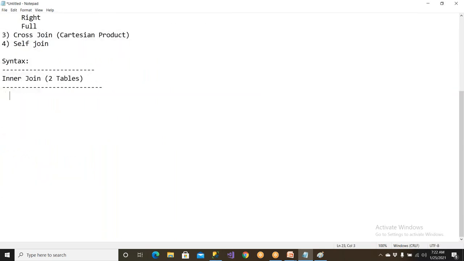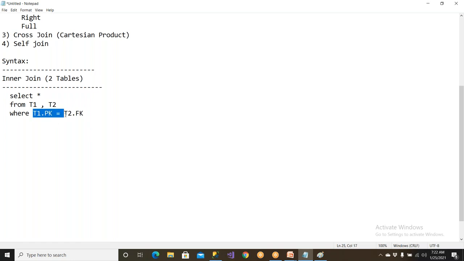So joining two tables: select star from table 1 comma table 2 where table 1 dot primary key is equivalent to table 2 dot foreign key. So I wanted to join these two tables with the help of a primary key and foreign key.